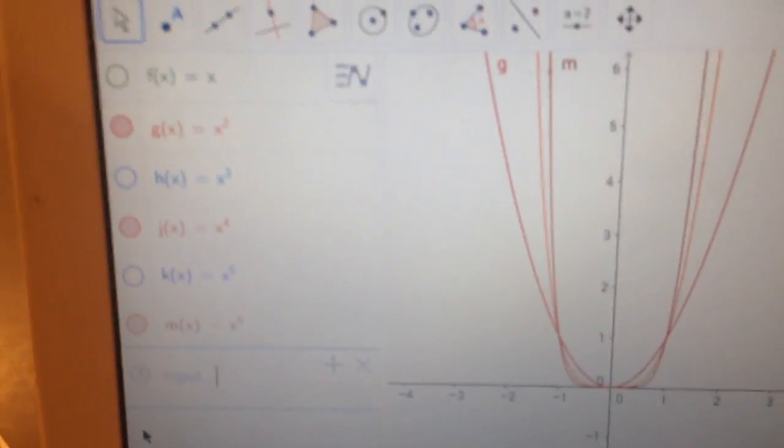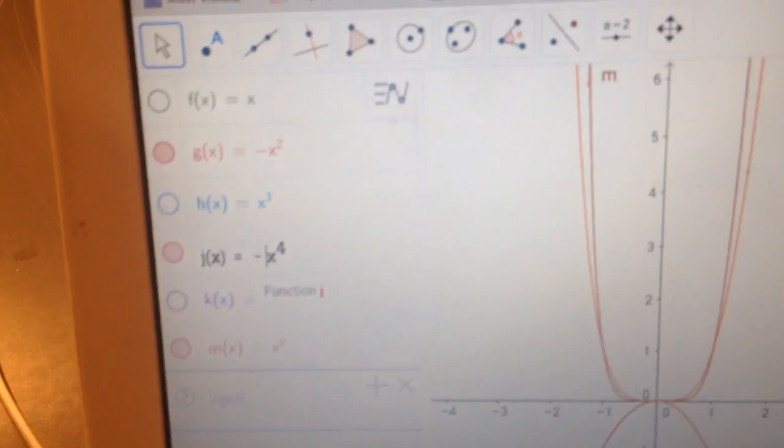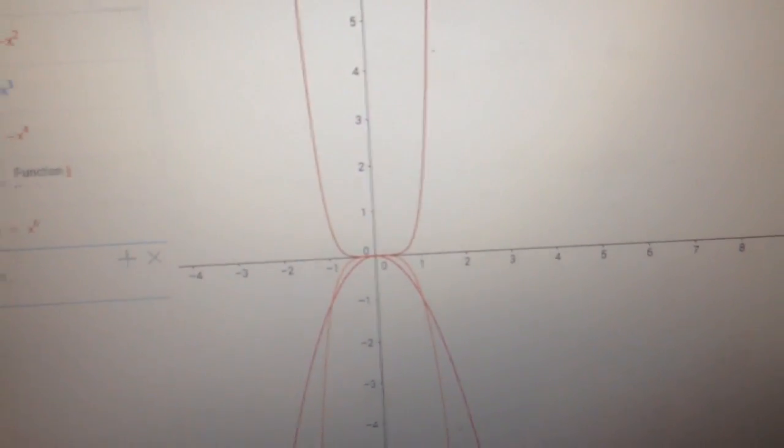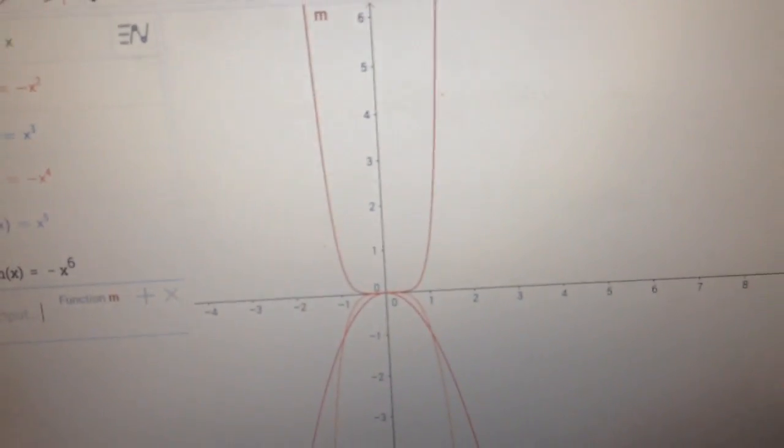But here, let me change something. I'm going to change that to a negative, and boom, what happens? Well, it simply reflects. So this rule kind of still works. We just have to know what happens when we put a negative out in front of a function, which we should know, is that when we put a negative out front, it reflects it. And so, boom, they're all upside down now because they're all negative.